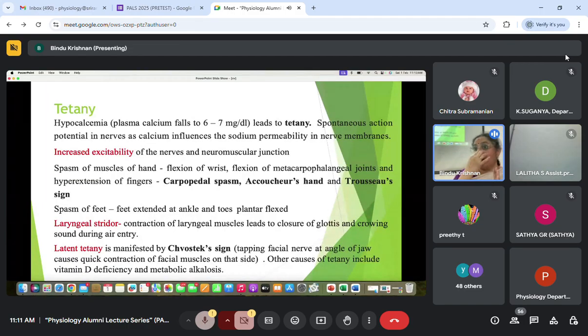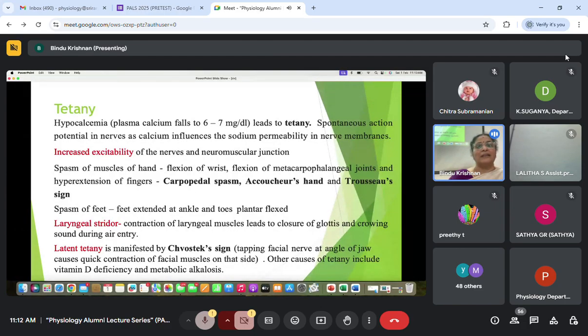Now I cannot end calcium metabolism without a word on tetany, because latent tetany is a favorite question of examiners. Hypocalcemia, when the plasma calcium level has fallen to say 7 mg, leads to tetany. What is happening here is spontaneous action potential in nerves, because calcium normally influences the sodium permeability in the nerve membrane, right? So you have increased excitability of the nerve and neuromuscular junction.